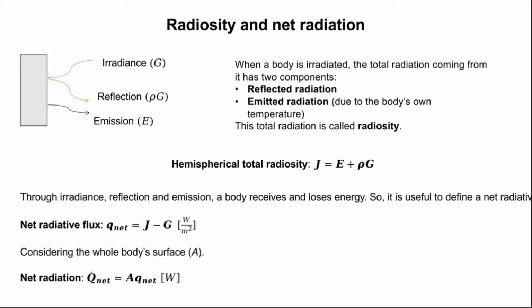Through irradiance, reflection and emission, a body receives and loses energy, so it is useful to define the net radiative flux, which is the net radiation coming from that body. The net radiative flux is defined as the radiosity minus the irradiance, and it is measured in watts over square meter. The net radiation emitted by the whole body is the net radiative flux multiplied by the body's surface area, and is thus measured in watts.